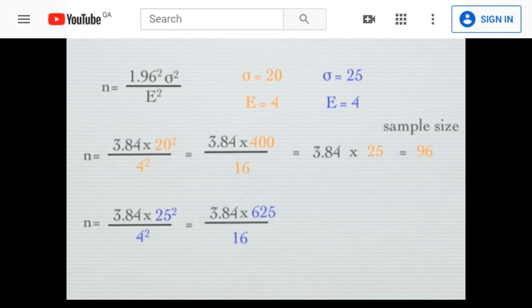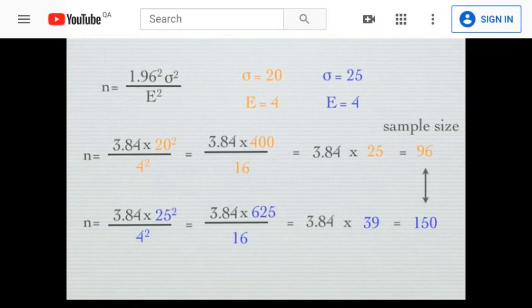So we now have 3.84 times 625 divided by 16, which is equal to 3.84 times 39, which gives us a sample size of 96. Now, when we look at the standard deviations going from 20 to 25, and we compare that with the increase in sample size, we see that the sample size went up a lot more than the standard deviation did.